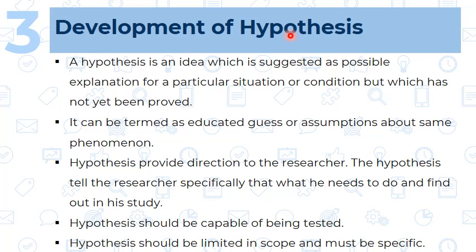Now, what is the use of this hypothesis? Hypothesis provides the direction to the researcher. The hypothesis tells the researcher specifically what he needs to do and find out in his study. Meaning with the help of that hypothesis as a reference point, the researcher carries out his research in that particular direction, and he gets the idea of what he needs to do and what he wants to find out in his study.